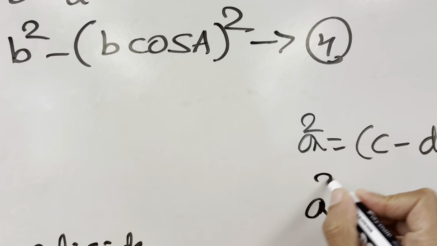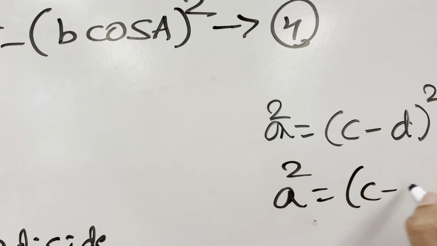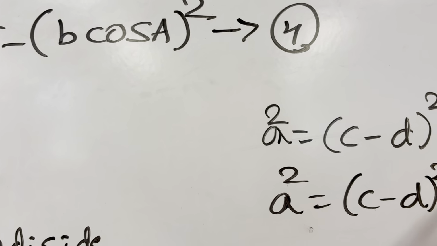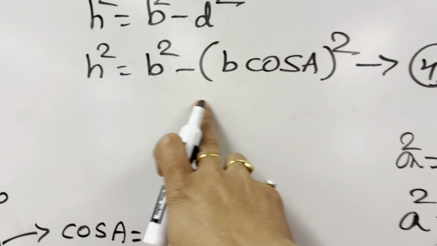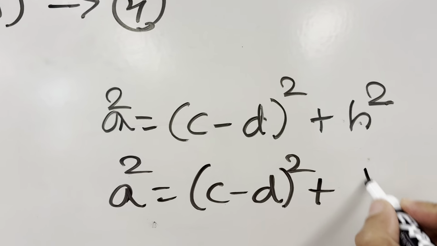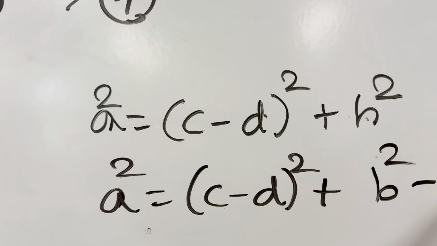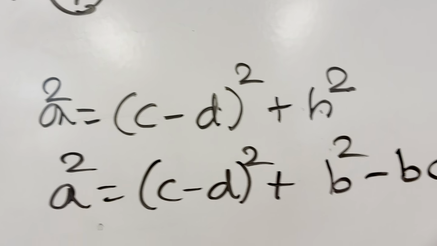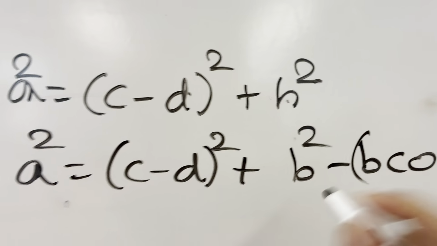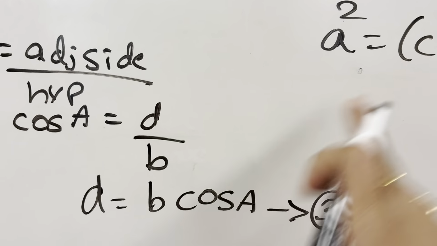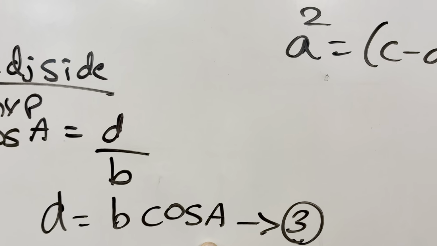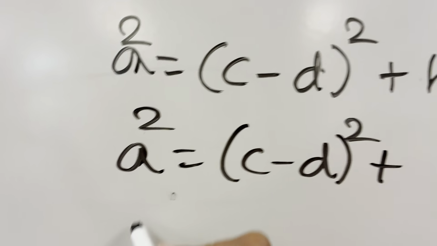So a squared is equal to (c minus d) whole squared plus, for h squared I have b squared minus (b cos A) whole squared. And again I can insert my d value from the third equation as b cos A here. So let's do that.